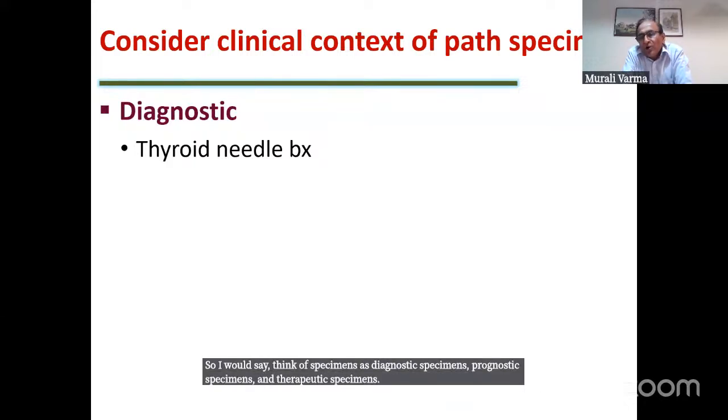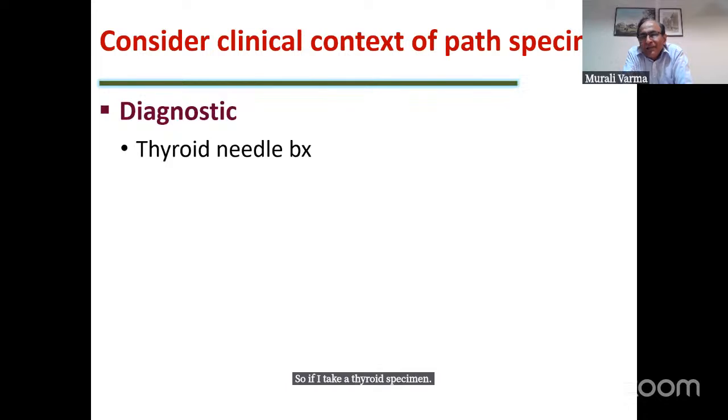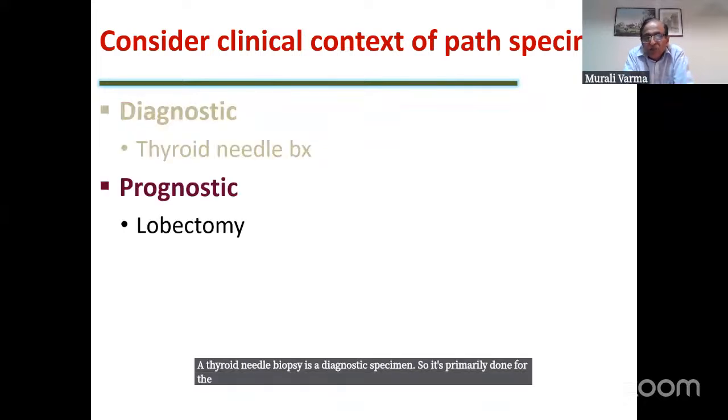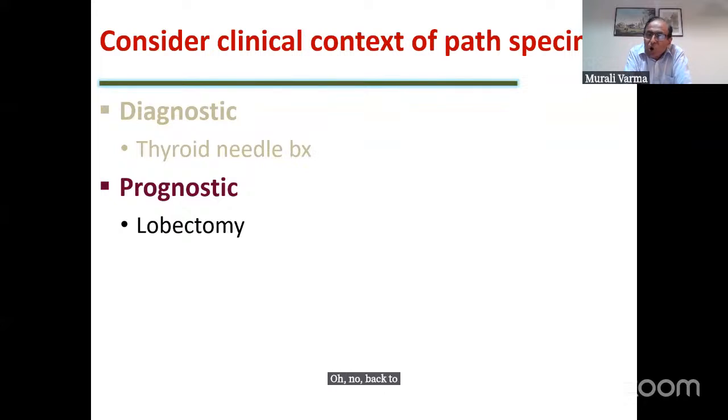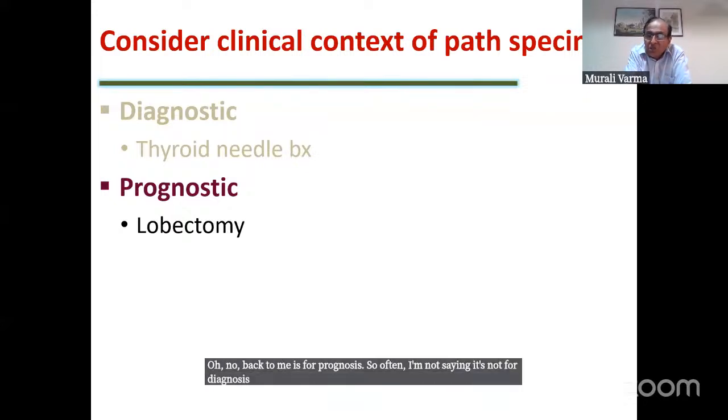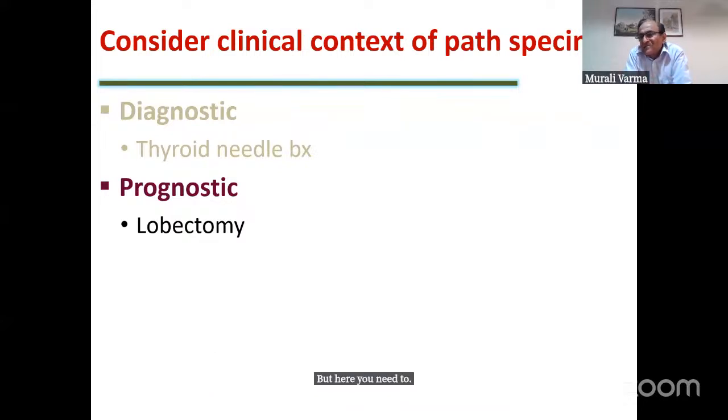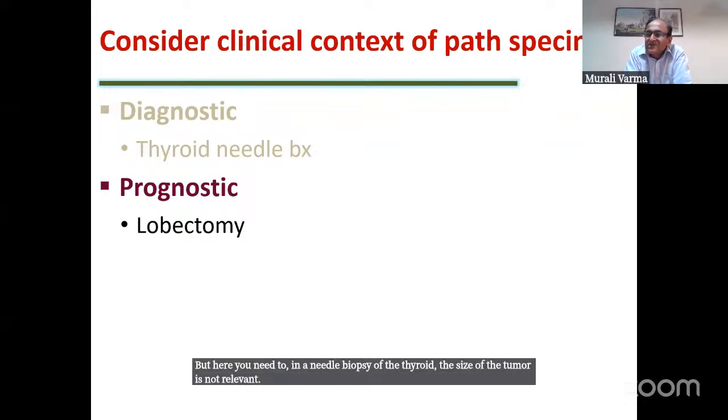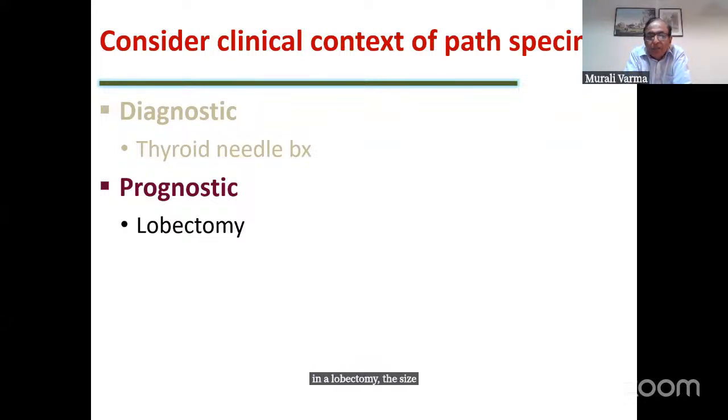So if I take a thyroid specimen, a thyroid needle biopsy is a diagnostic specimen. So it's primarily done for the diagnosis of that lesion. A lobectomy is for prognosis. I'm not saying it's not for diagnosis, it can be for diagnosis and prognosis. But in a needle biopsy of the thyroid, the size of the tumor is not relevant. In a lobectomy, the size of the tumor is relevant.